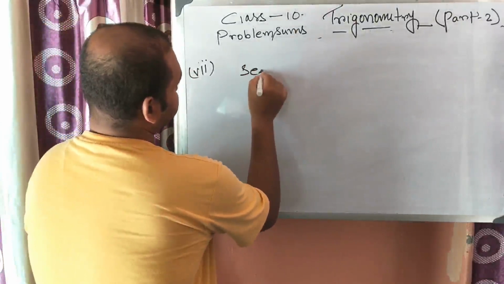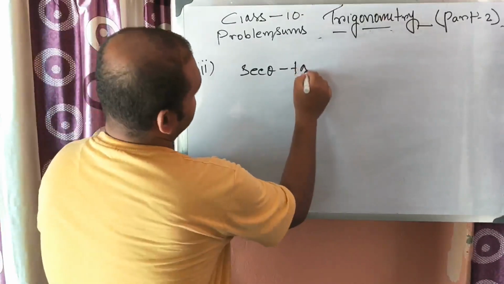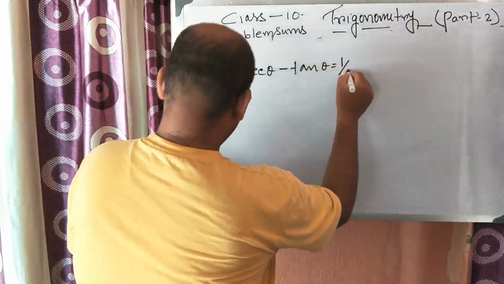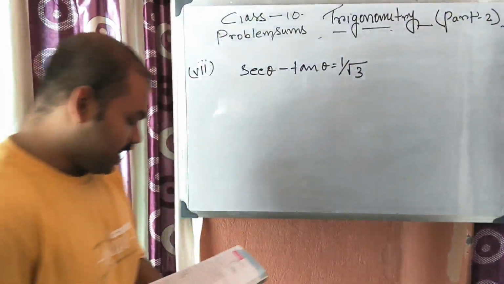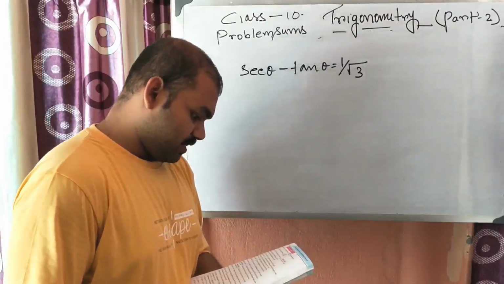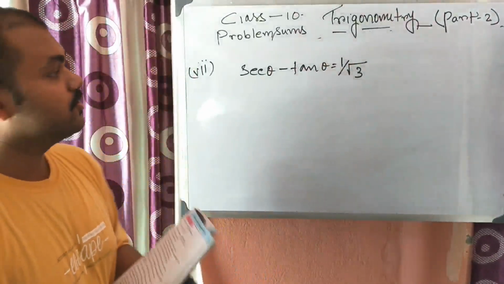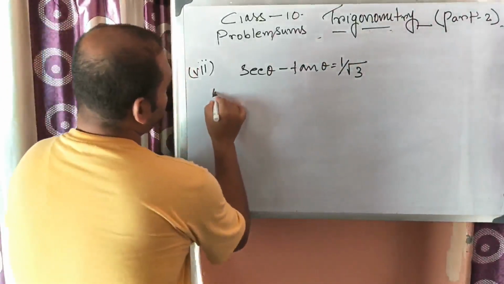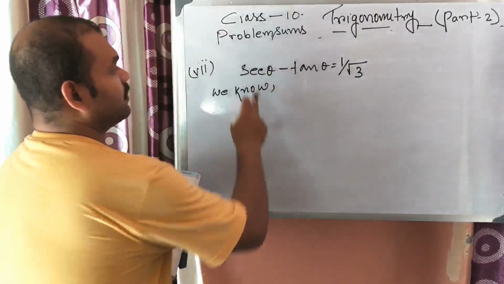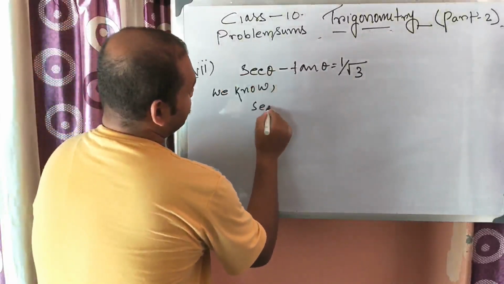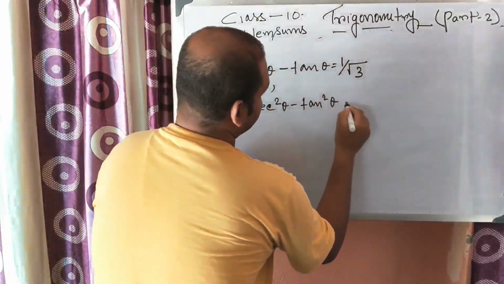Sec theta minus tan theta is equals to 1 by root 3. And you need to find out the values of both sec theta and tan theta. So how to do? Very easy. We know that sec square theta minus tan square theta is equals to 1.